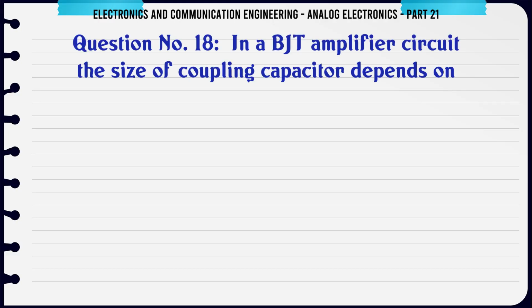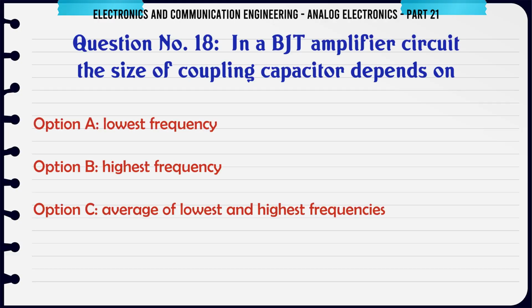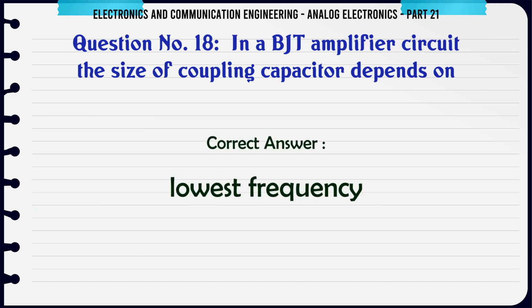In a BJT amplifier circuit, the size of coupling capacitor depends on A. Lowest frequency. B. Highest frequency. C. Average of lowest and highest frequencies. D. None of the above. The correct answer is lowest frequency.